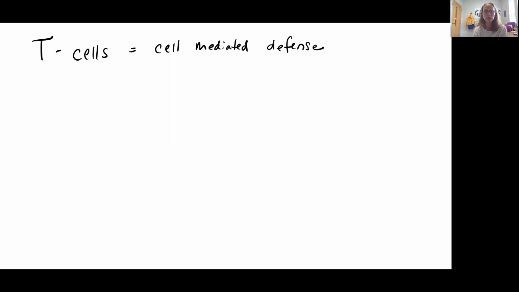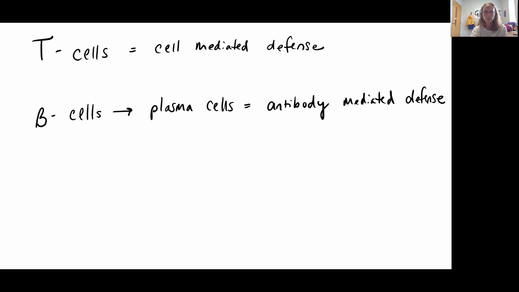With specific defenses, this is going to involve our lymphocytes, specifically our T cells, which are described as being involved in the cell-mediated defense. We'll see that means they specifically target and attack and kill infected cells. And then we have our B cells, which are described as being involved in antibody-mediated defense.